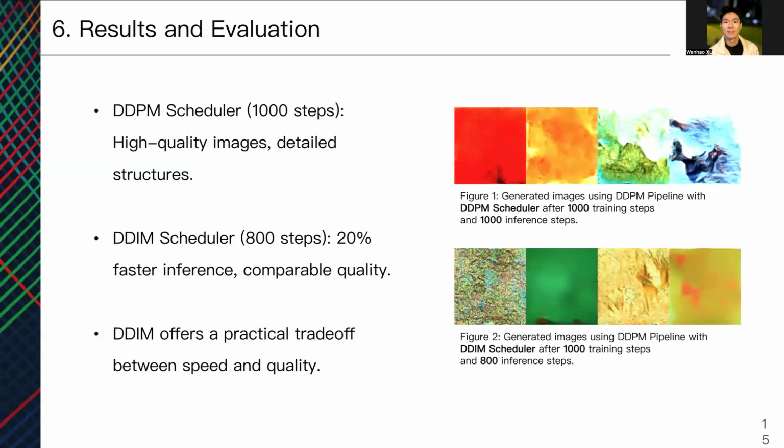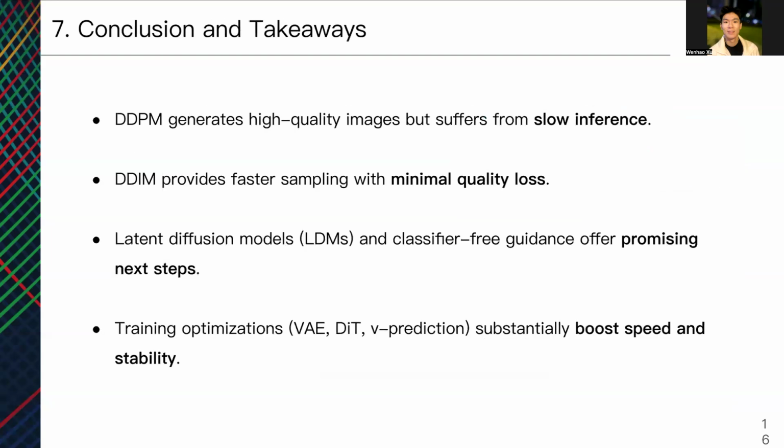And here are some results for the DDPM scheduler and DDIM scheduler. You can see that the generated images contain certain patterns generated in the denoising process. DDIM offers a practical trade-off between speed and quality, with up to 20% speed up in inference. The conclusion is that DDPM generates high quality images, but suffers from slow inference. DDIM provides faster sampling and tackles the slow inference with very minimal quality loss. And latent diffusion models, together with classifier free guidance, offer a promising next step.